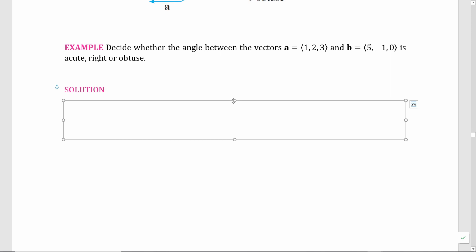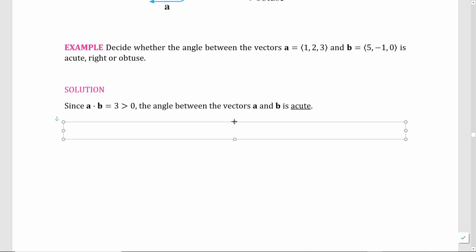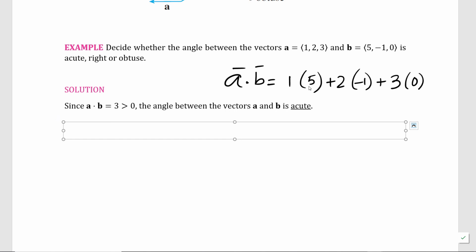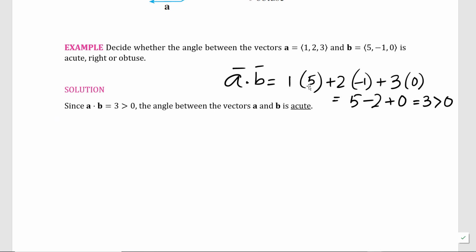Let's solve this problem. We can calculate the dot product: a dot b is simply 1 times 5 plus 2 times -1 plus 3 times 0, which is equal to 5 minus 2 plus 0, which is 3, which is surely a positive quantity. So the angle between them is acute.